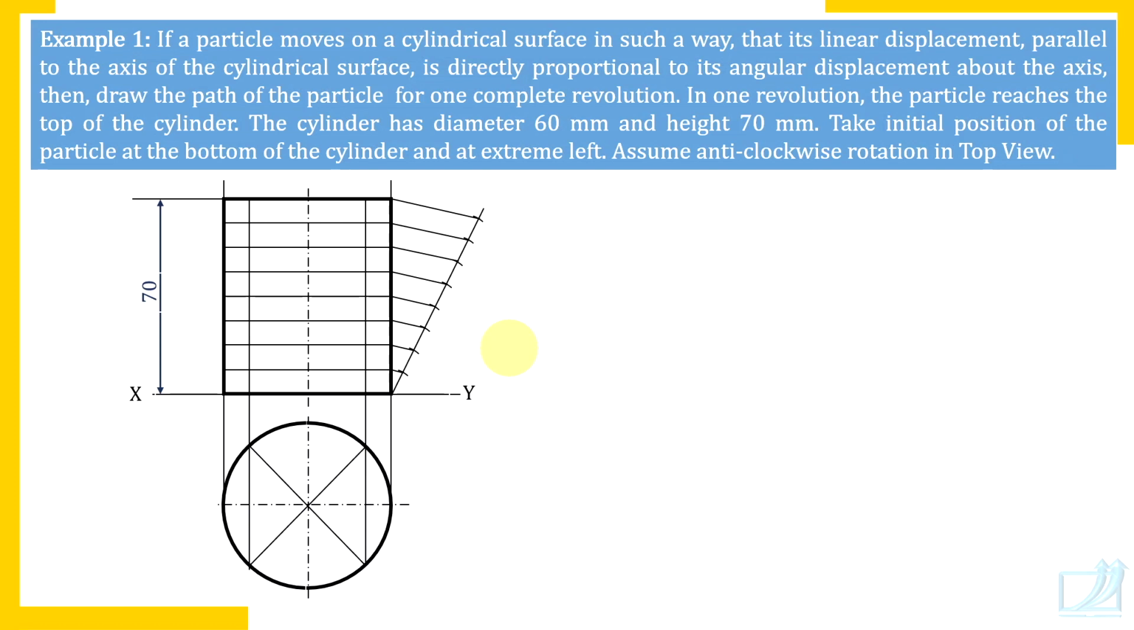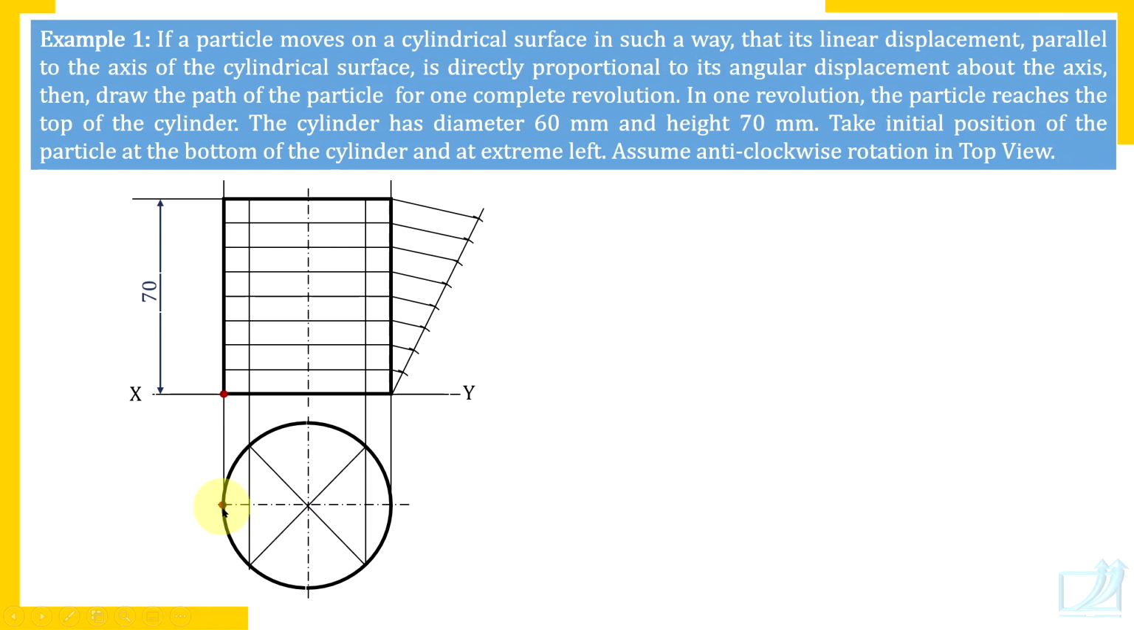Now check initial position. What is initial position of the point? At the bottom of the cylinder, but on the left hand side. So here, this line is at bottom. This entire edge is at bottom. There are infinite points at the bottom, but extreme left means this corner. And where is that point? In the top view. So extreme left, it is here.